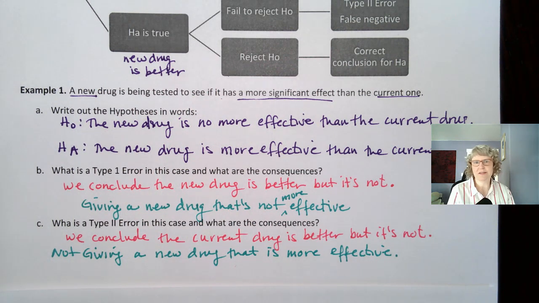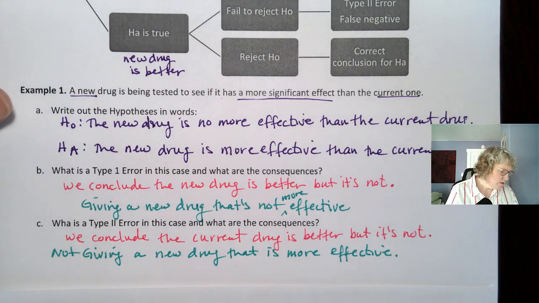Which is worse? It kind of depends on the specifics of the situation, right? Is this a drug that cures cancer, or is this a drug for a stomach ache? What's the severity? What are the consequences? Is it life or death? So I think it's going to depend on each individual case.